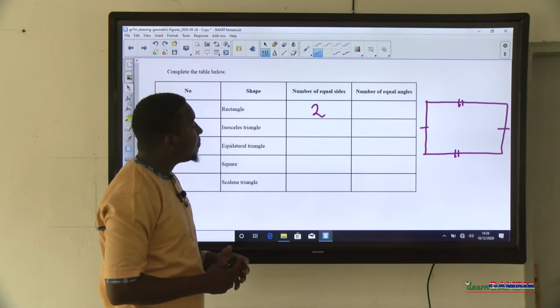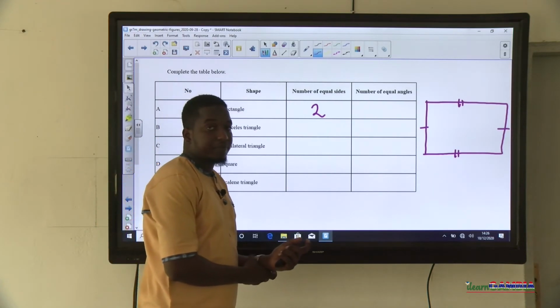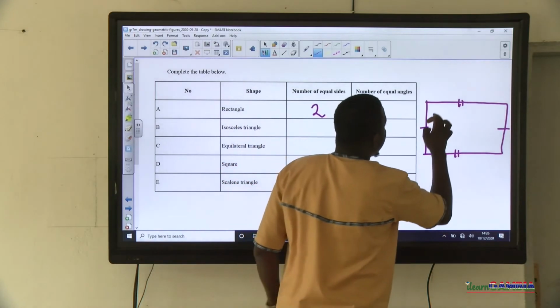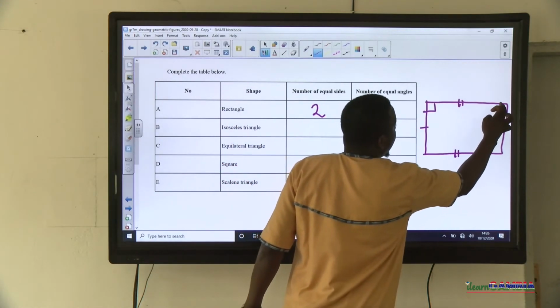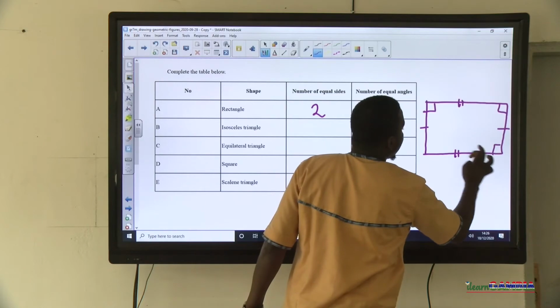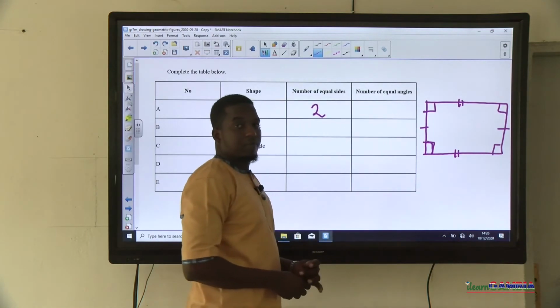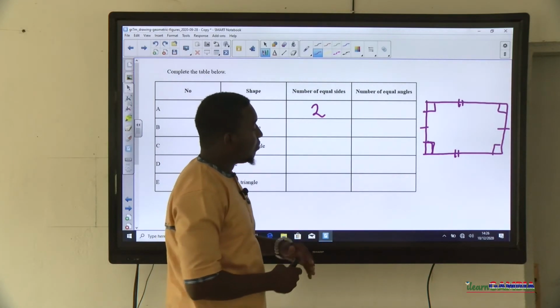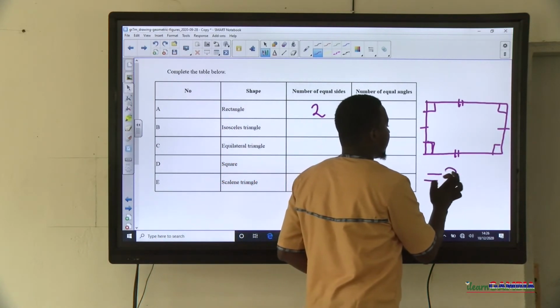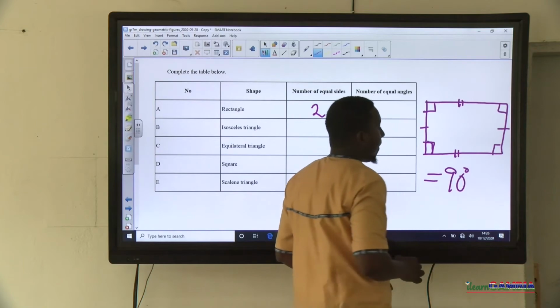Now, how many equal angles does it have? Well, you will see that the sides meet at a point, and the angle that they form is equal to 90 degrees.